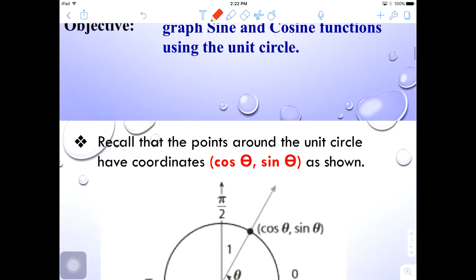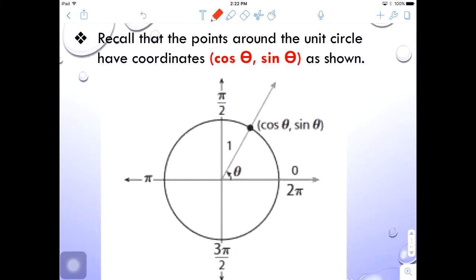So let's take a look at some recall information. This is a review from previous module. We recalled that the points around the unit circle have the coordinates of cosine and sine. So remember that each point starts with cosine and then sine. So you can think of it as x, y, alphabetical order, C before S. So that's how you can remember it also. So the first one is cosine and second one is sine. And that's a quick review.